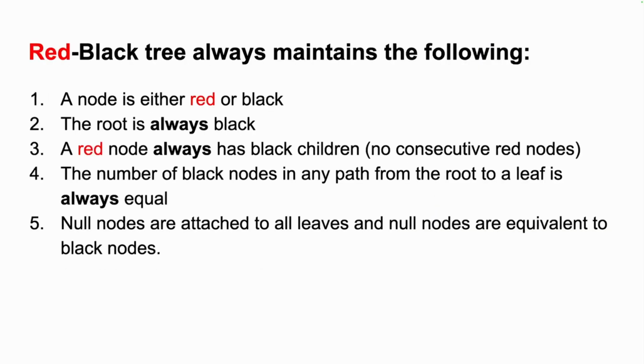So now let's go over the actual rules for red-black trees. If it violates any of the rules at all, it is not a valid red-black tree. First, a node is either red or black. Two, the root is always black. Three, a red node always has black children. An easier way to see this is no consecutive red nodes. Four, the number of black nodes in any path from the root to a leaf is always equal. Five, null nodes are always attached to all leaves, and null nodes are equivalent to black nodes.